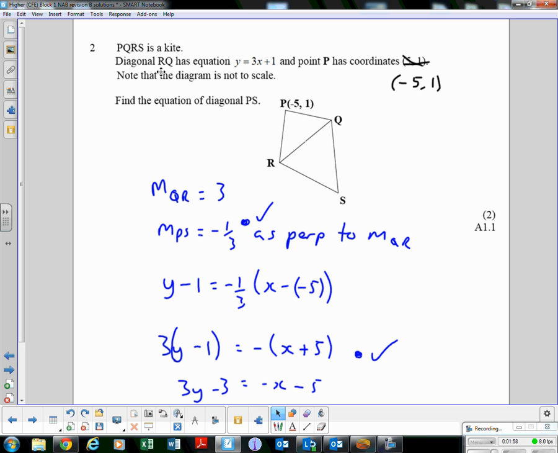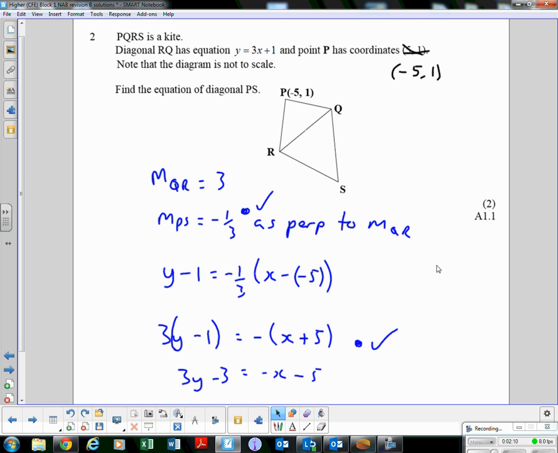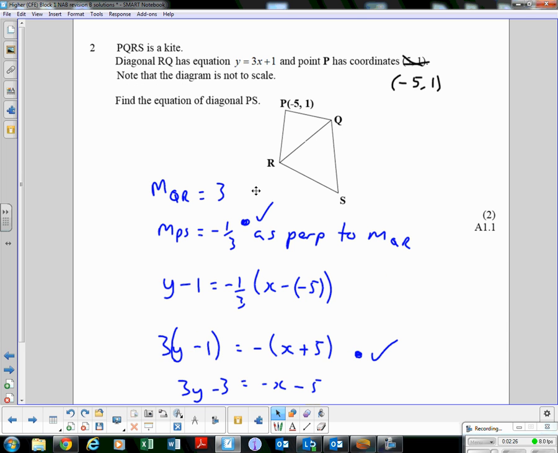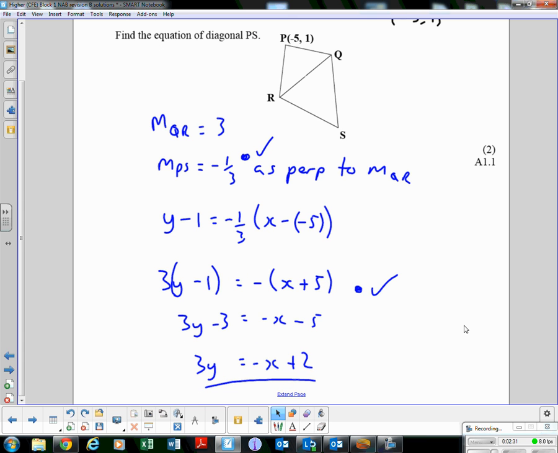A similar question here. We have a kite. We need to know that the diagonals of a kite bisect each other at right angles. If we don't know that, I've just told you. You've done that in second year. You may have forgotten. So the gradient of RQ is 3. So the perpendicular gradient will be negative 1/3 for the same reason as given there. Substitute into y minus b equals m bracket x minus a. And then your mark is given for this line.